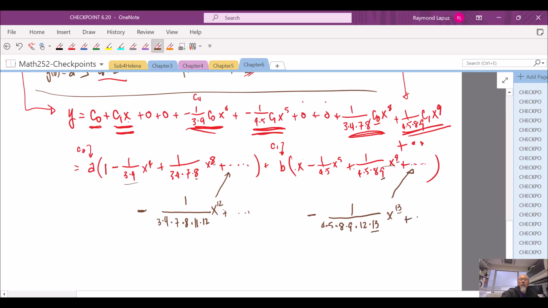So we could figure out more terms if needed, but I think at this point this is what we're looking for. All right, that was a long one. I hope that helps. Good luck.